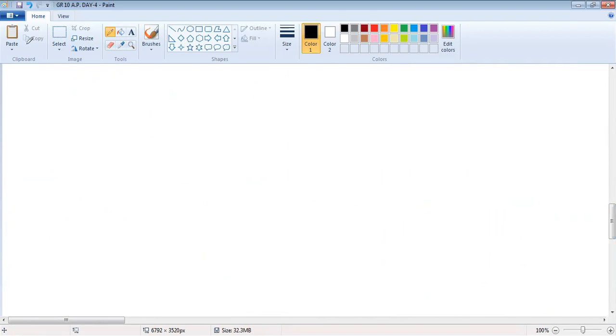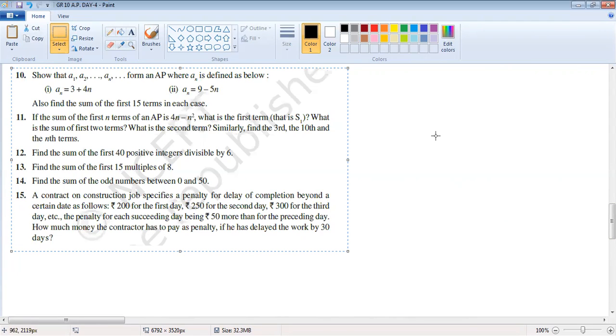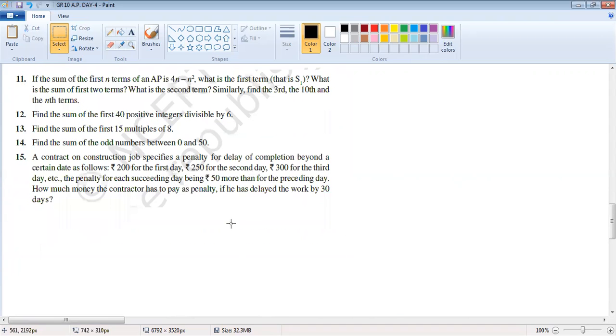Now one more question. See, question number 10, this model we have already done. Already we have done the 10th question model. So I'm going to do the direct 11th one. Yes, sir. Then I'm going to take the 11th question.